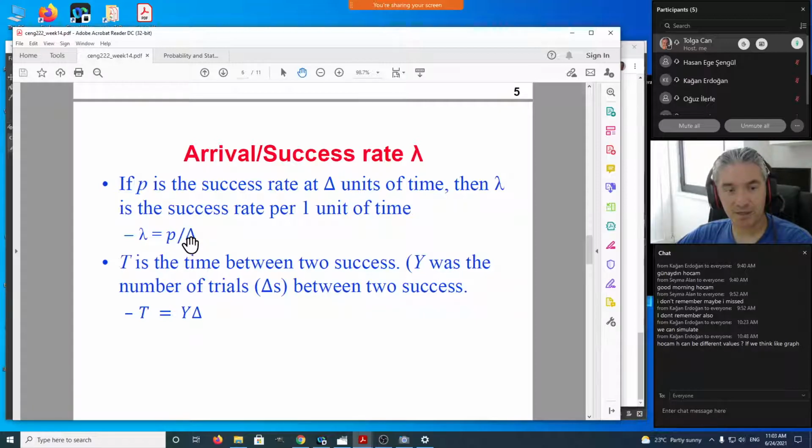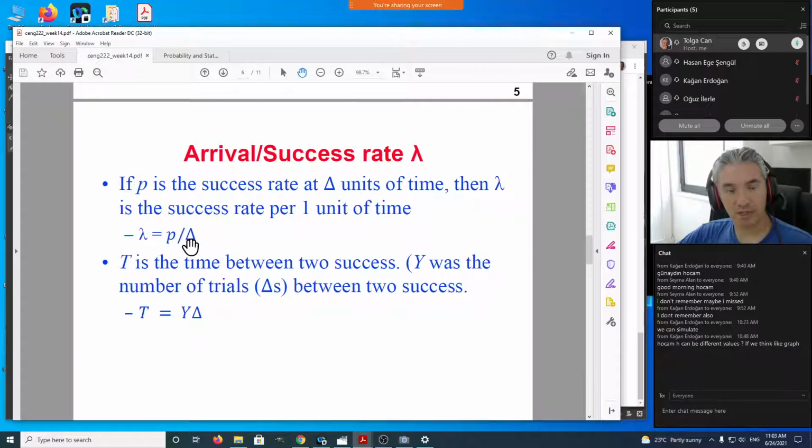Okay, for example, if your delta was 1 minute, and your success rate was 0.6, lambda is also 0.6, right? If it's a 0.6 success rate in every Bernoulli trial, and you do a Bernoulli trial every minute, your lambda in minutes is still 0.6, because 0.6 in every trial, if every trial is every minute, still means 0.6 on the average every minute.